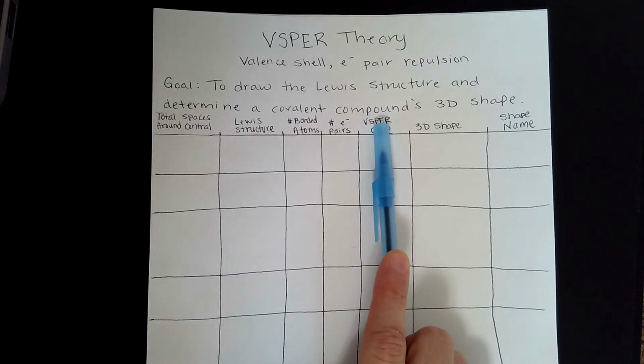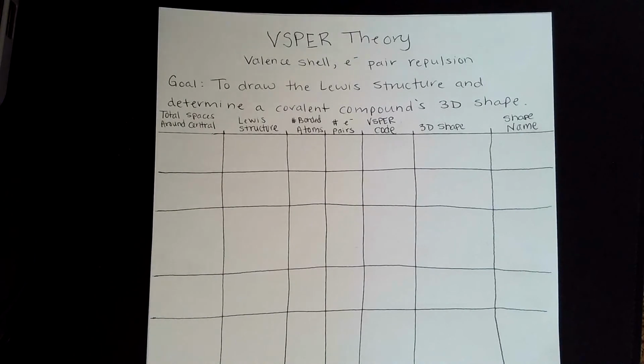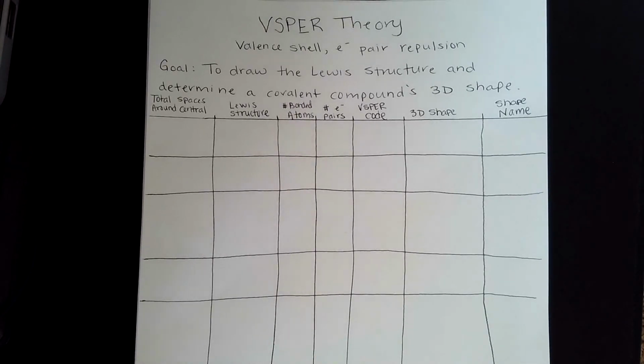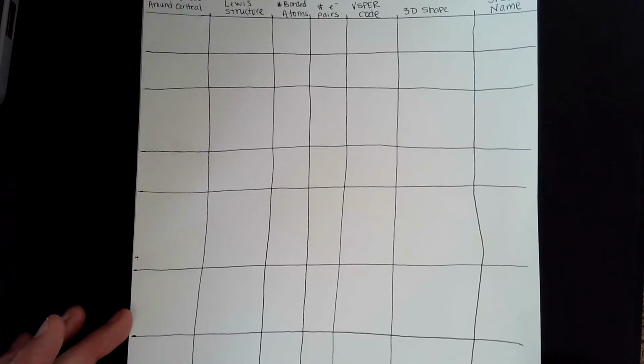So what we're going to do is draw our Lewis structures and determine the 3D shape of a compound. We are going to be filling out a table today. As you can see, I don't have a printer and I just copied a table down. So if you need to pause the video and create your table, now would be a good time to do so.